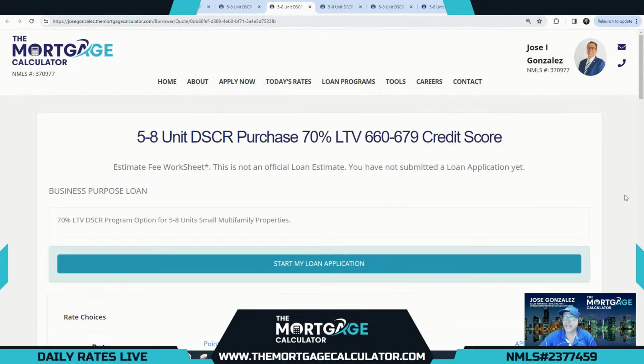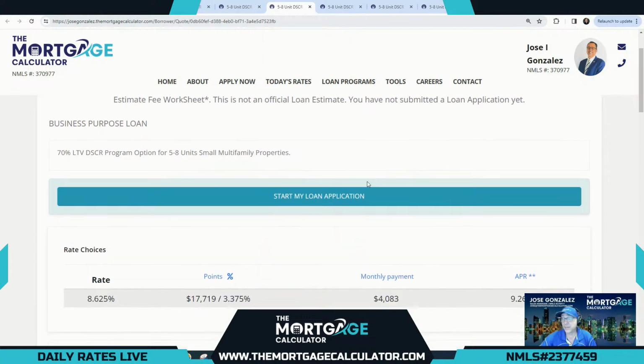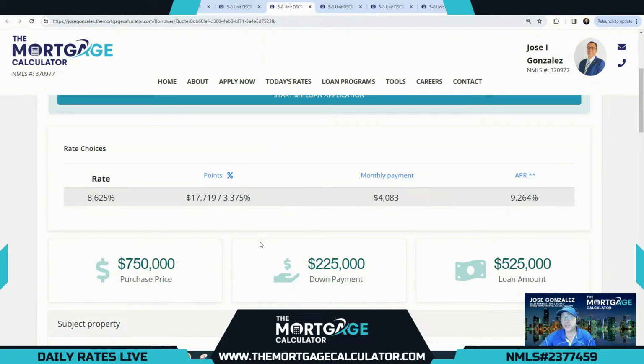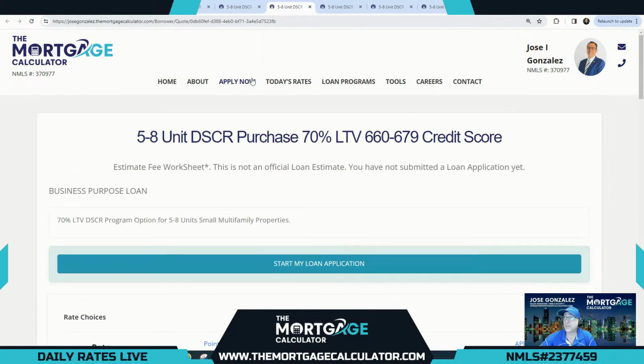Remember, this is DSCR. And then our last purchase example before I go into our cash out refi examples is for the minimum credit score for this loan program, 660. So 660 to 679, maximum LTV is 70% still, but 660 is the lowest score that this loan can be originated. And then we do get an increase in the cost at 8.625. You're looking at 3.375 points. However, I do stress that you can choose a higher rate. There are higher rates available and at a lower cost. I just wanted to show the 8.625 cost across the different credit scores, and still 70% LTV. So now let me show you some cash out refi options.